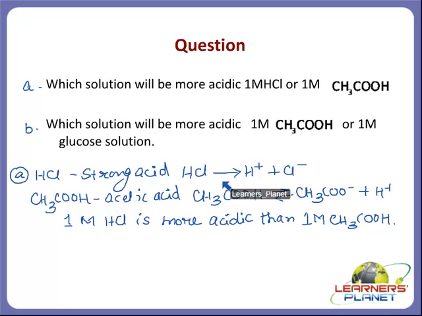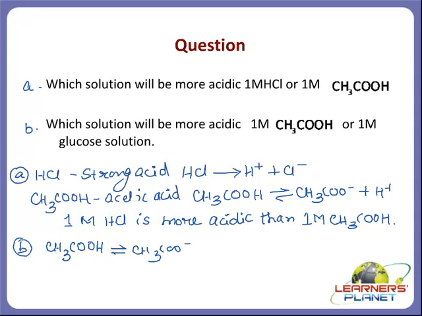Right? Now you try to solve this second question. What is the second question? Which solution will be more acidic? 1 molar CH3COOH, that is acetic acid, or 1 molar glucose solution? Now let's again take up these things. I have shown you the dissociation of acetic acid, that is CH3COOH dissociates to give you what?